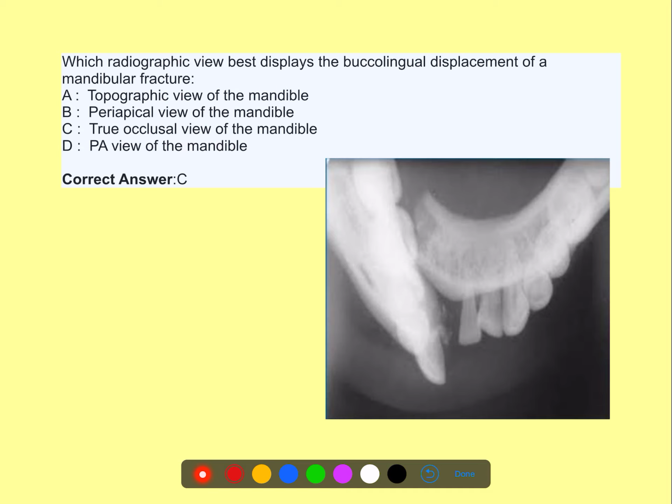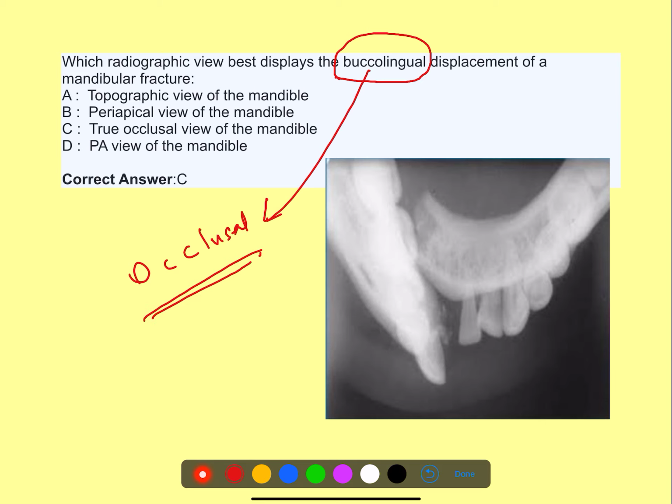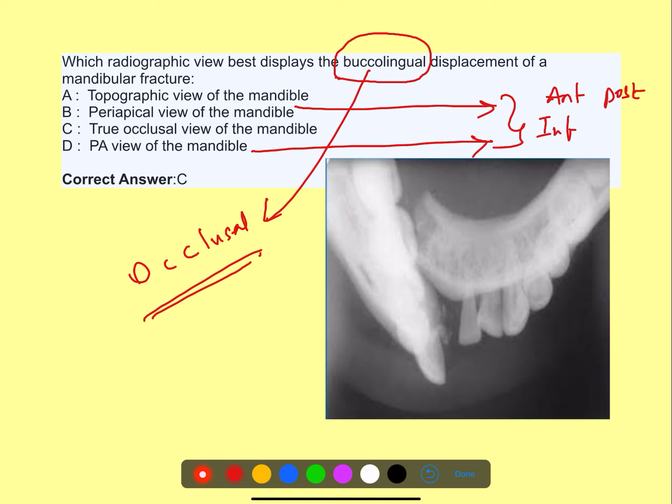Which radiographic view best displays the buccolingual displacement of a mandibular fracture? The question itself says buccolingual. So buccolingual displacement can be seen mostly on occlusal radiographs only. In periapical view and PA view, we will see whether it is an anterior posterior or an inferior and superior position, but buccolingual position cannot be seen in the periapical view and PA mandible.